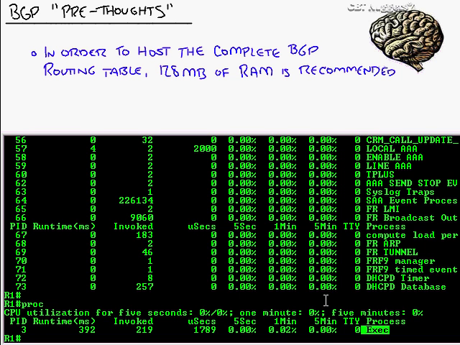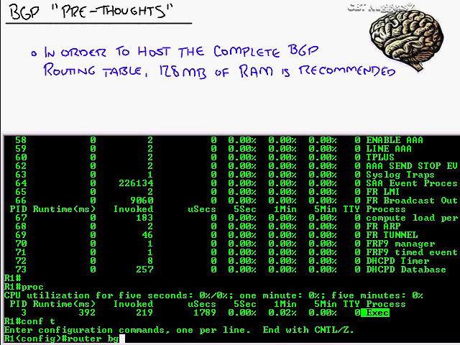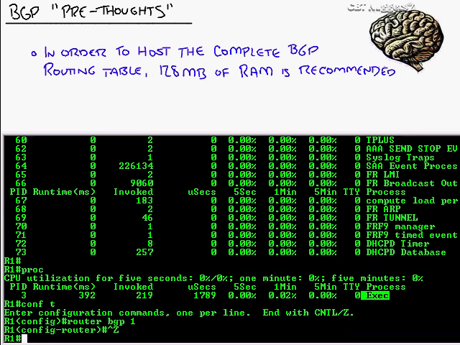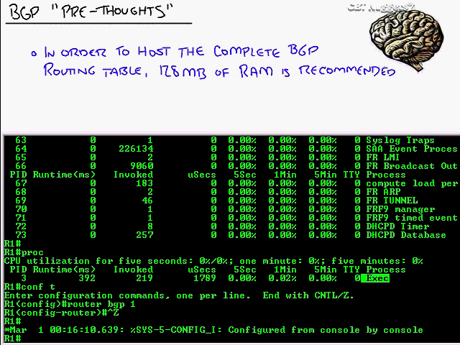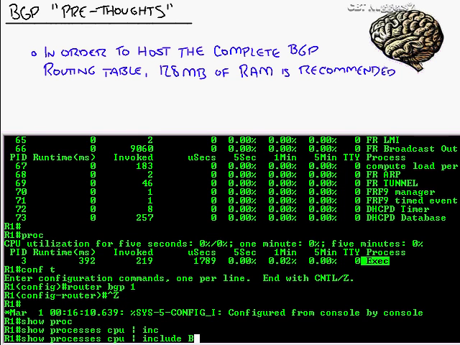Now, when we start getting into BGP, let me show this. I'm going to start the BGP process. I'll type in router BGP, just autonomous system 1 for now. I just started up the BGP process. I'm going to type in show processes CPU and add an argument in there. I'll put include BGP.